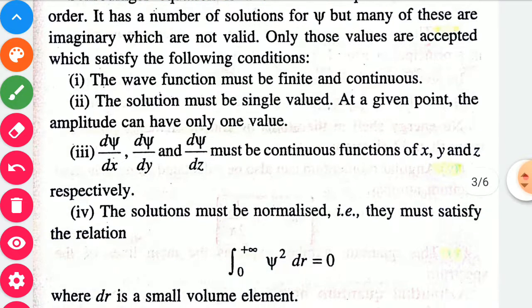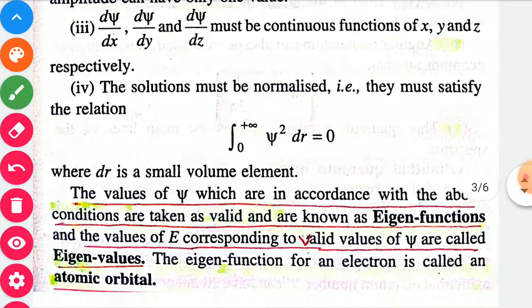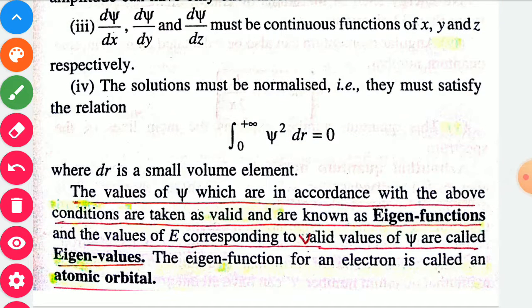Next point, the solution must be normalized, that is, they must satisfy the relation: integral from 0 to infinity of psi square dτ is equal to 1. Here dτ is a small volume element. The values of psi which are in accordance with the above condition are taken as valid and are known as eigenfunction.